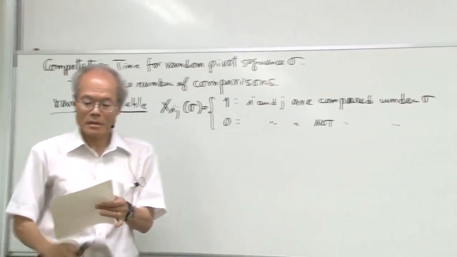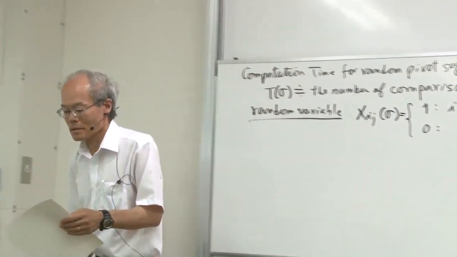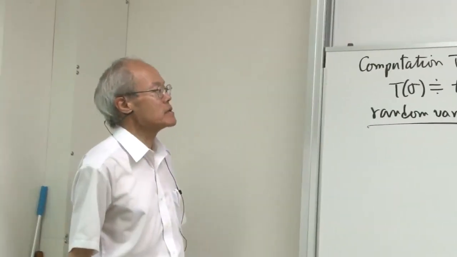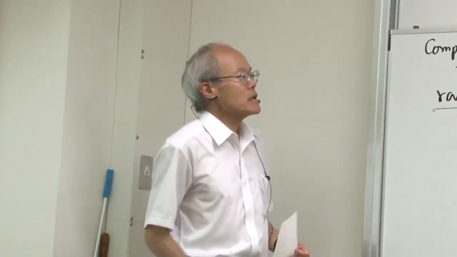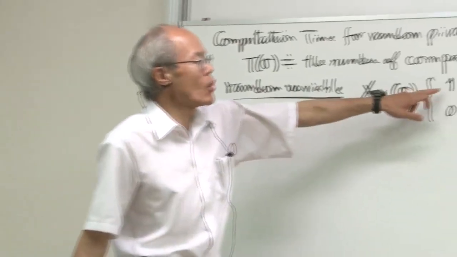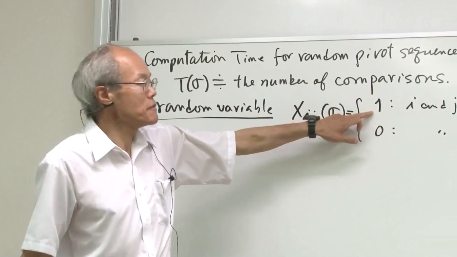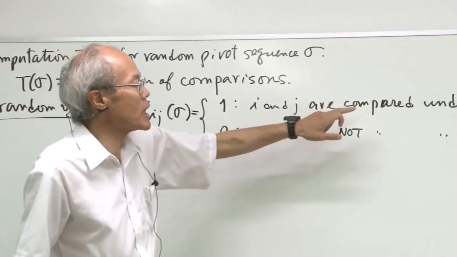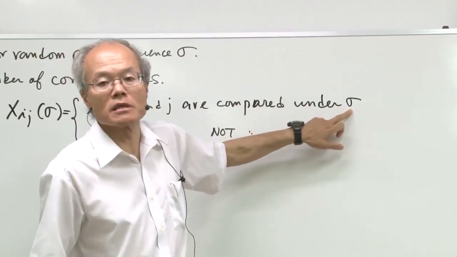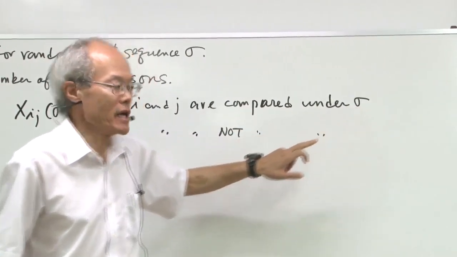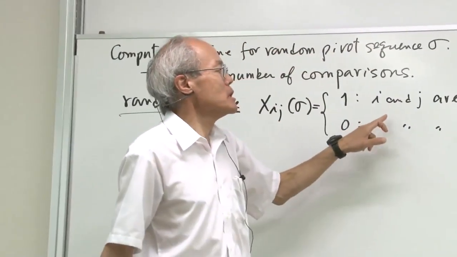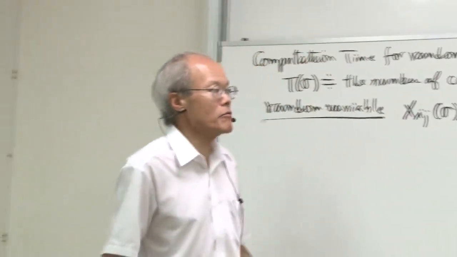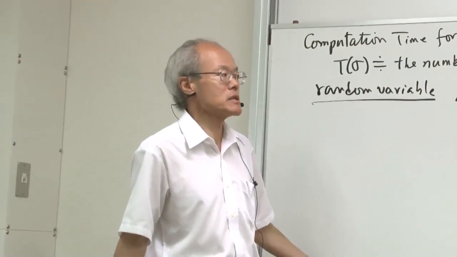Now, we define random variable Xij. Xij is equal to 1 if number i and number j are compared under this pivot sequence sigma, and 0 if i and j are not compared under sigma.